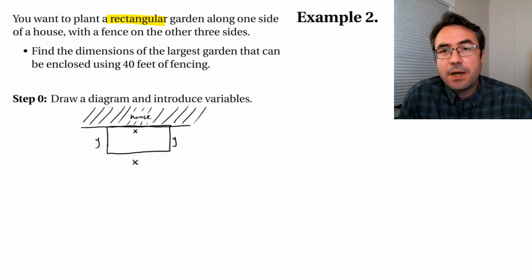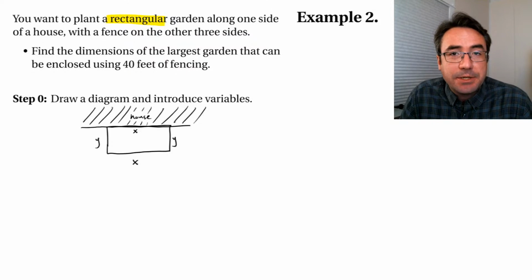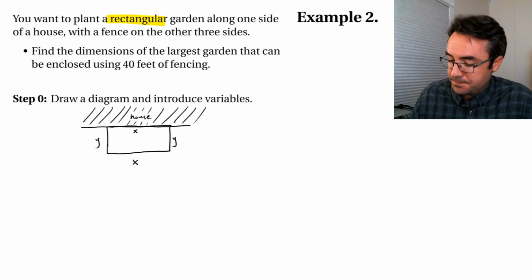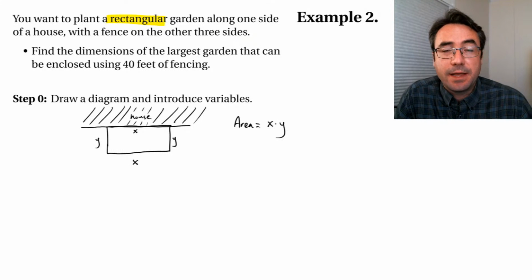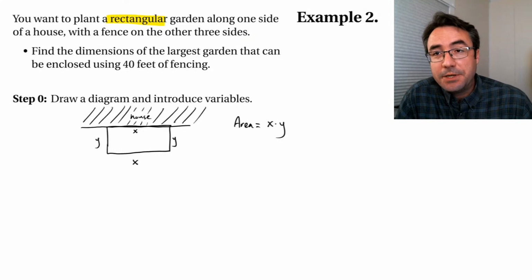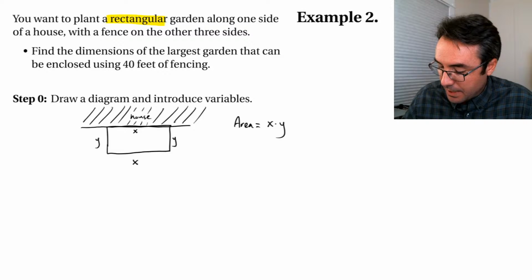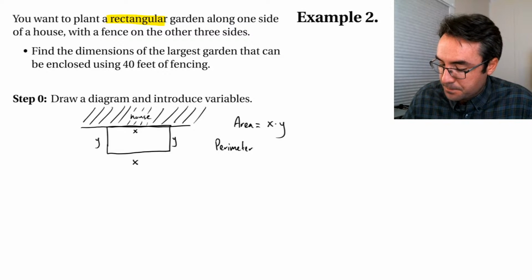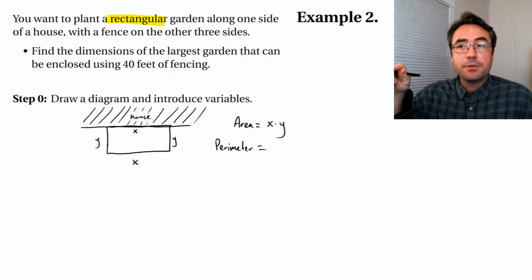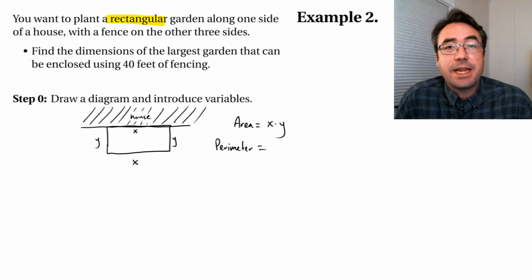All right, so what are some usual calculations that we might do with a rectangle? Well, area is X times Y, length times width. We might do perimeter, another common one. And that's where you go along all the edges of your rectangle and just add up the lengths.